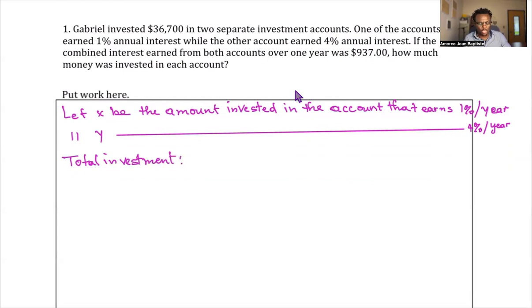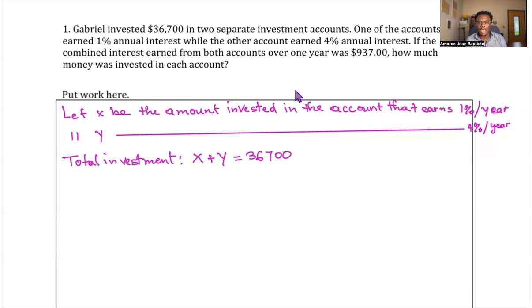That gives me an equation: X amount invested in the 1% account plus Y amount invested in the 4% account combined together is 36,700. So we get the first one. Now let's see if we can find another.